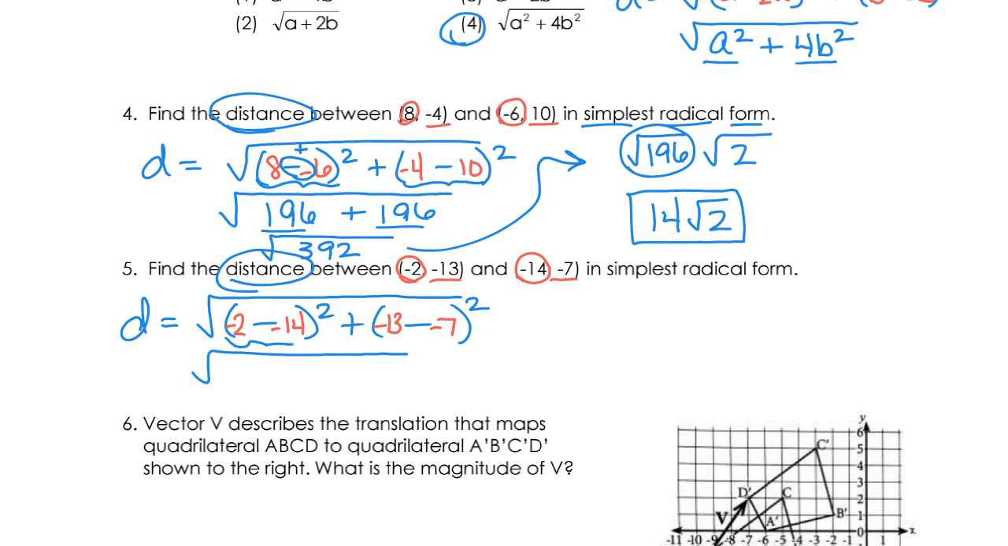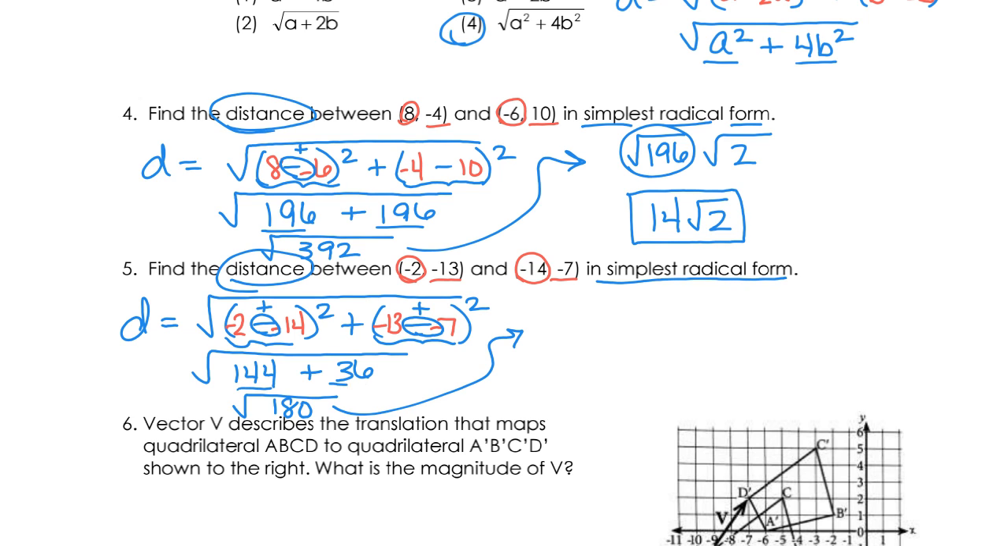Negative 2 minus a negative 14 is really negative 2 plus 14, which is 12, and 12 squared is 144. Negative 13 plus 7 is negative 6, and 6 squared is 36. If I add them together, 144 and 36 make 180. Because they said simplest radical form, we're going to have to simplify that one.